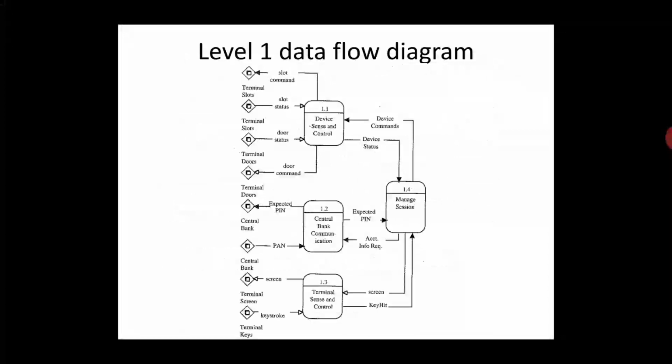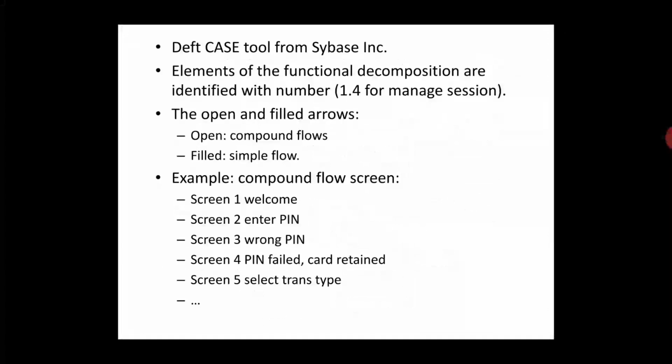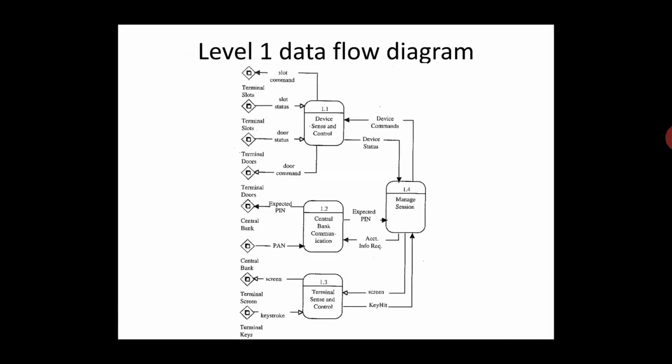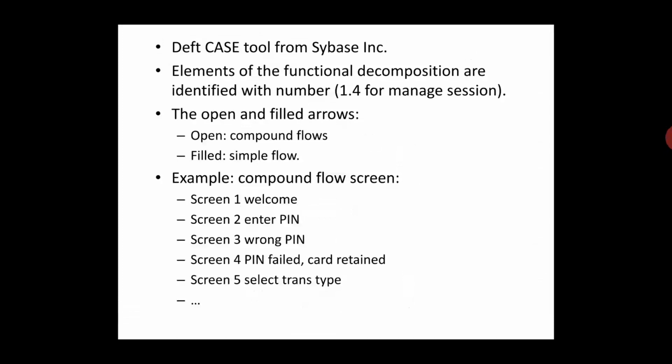So this one is the level 1 data flow diagram. Different data flow diagrams are there, like 1.1 device sense and control, 1.2 central bank communication. In this way we have different parts, right? While writing about this, we have one tool called the Deft CASE tool from CBS company. With this Deft CASE tool, elements of the functional decomposition are identified with a number, like here 1.4 for manage session. For example, here you see 1.4, a manage session. These elements of functional decomposition are identified with this number.